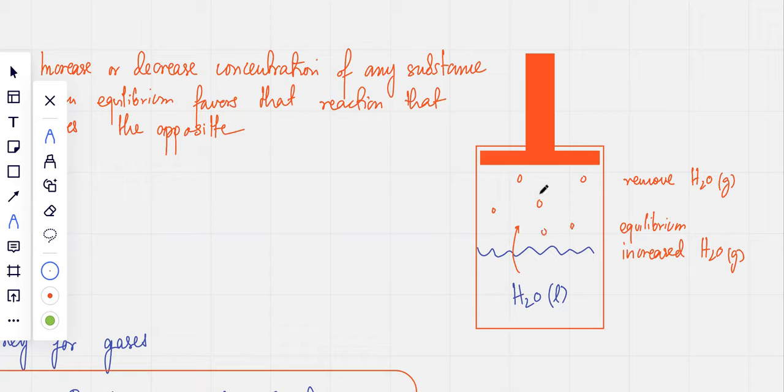If I try to add extra water vapors from outside, like I add excess steam, then there's going to be a lot more condensation. So it's going to favor the reaction that does the opposite. If I increase water vapors, a lot more condensation would happen, and the amount of water vapors would automatically start to decrease. Is this clear? Yes.